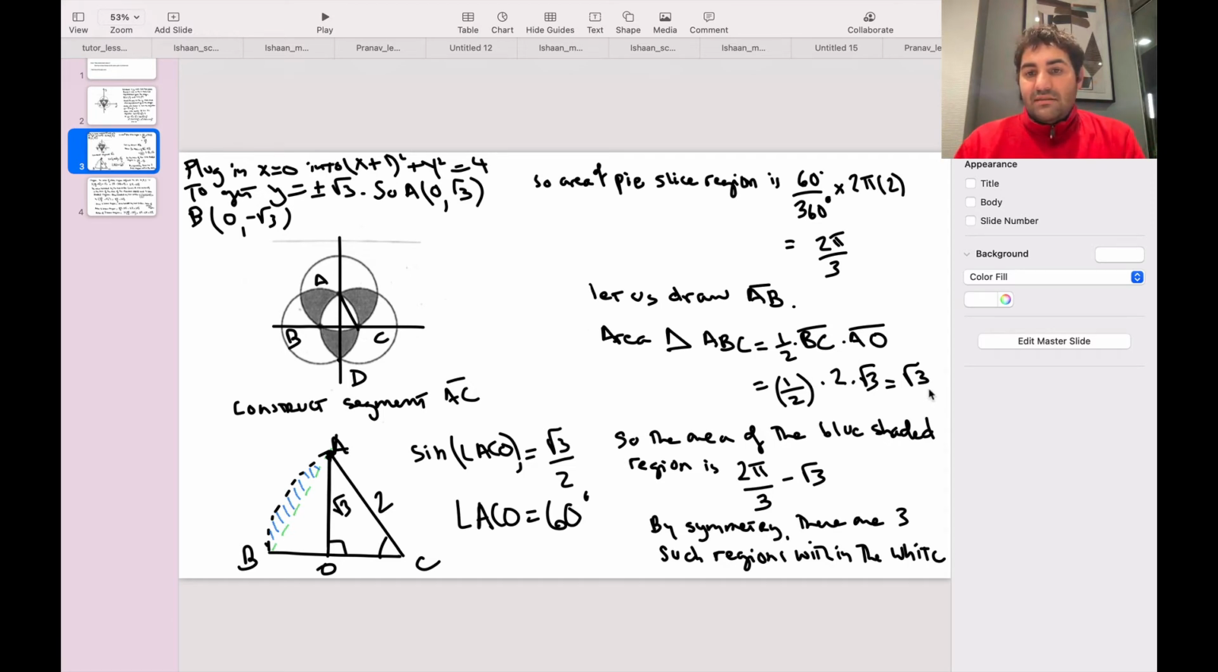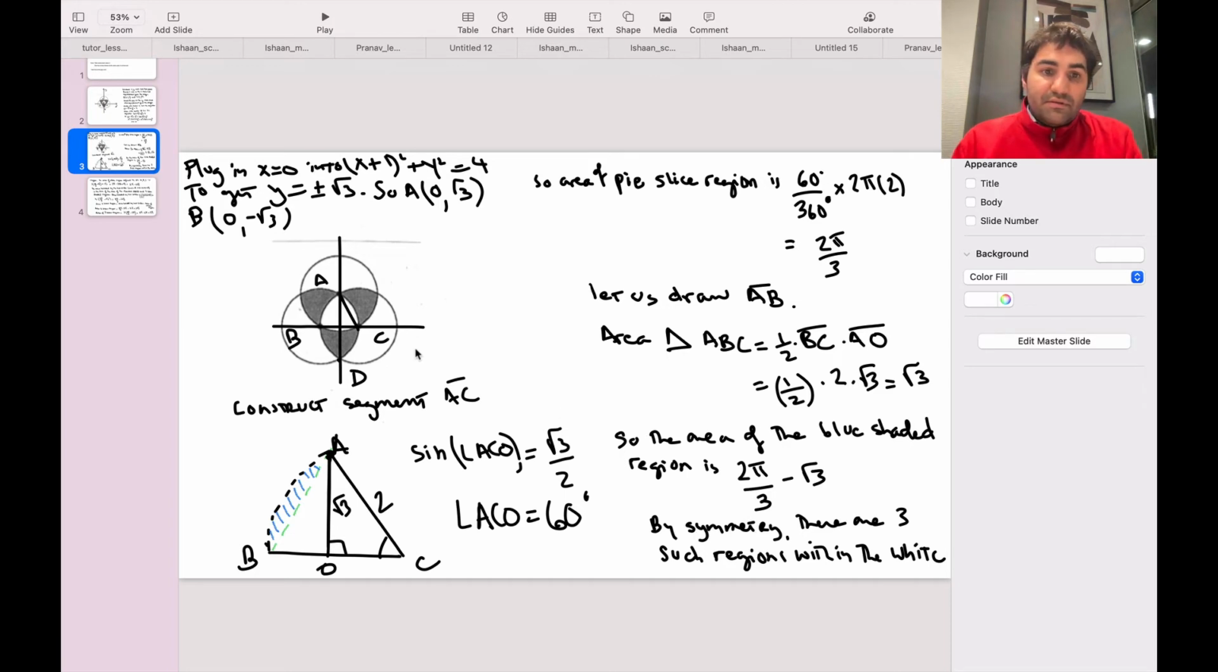And we simplify this and we get the area of the triangle ABC is root 3. So if we look at this shaded blue region here, that's created by an arc of the circle and then this segment, we see that the area of the blue region is going to be 2 pi over 3, which is the area of the entire pie-shaped region, minus root 3, which is the area of this triangle. So that's just the additive and subtractive properties of areas.